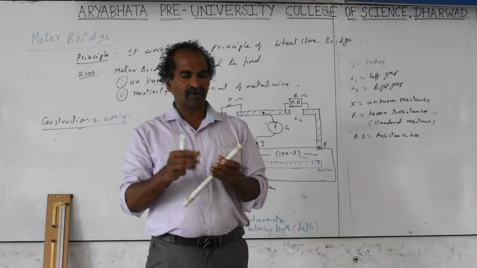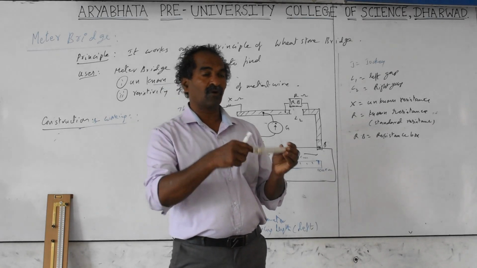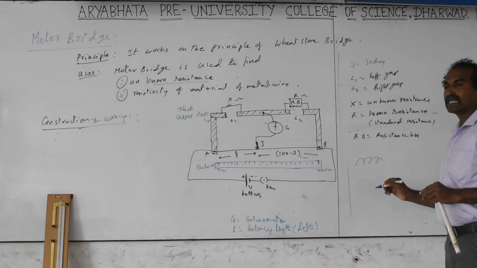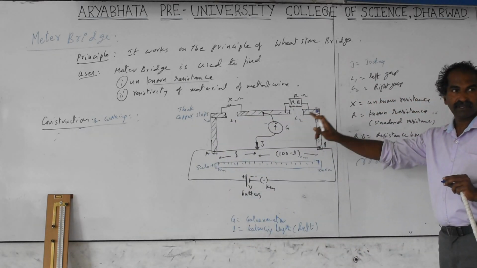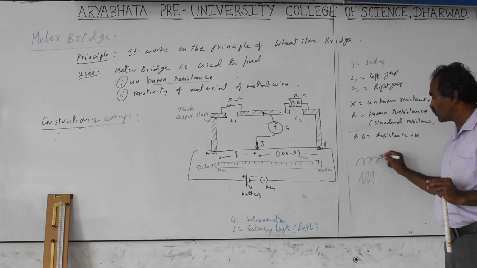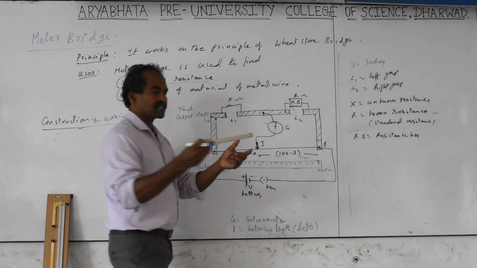This wire is taken on a plastic pipe like a coil. But the coil symbol is the symbol of inductance, so don't take this in the diagram. You have to consider the resistance only. The resistance symbol is sharp like this, not a loop. This is the unknown resistance. We don't know the value of this resistance, and that we have to find out.